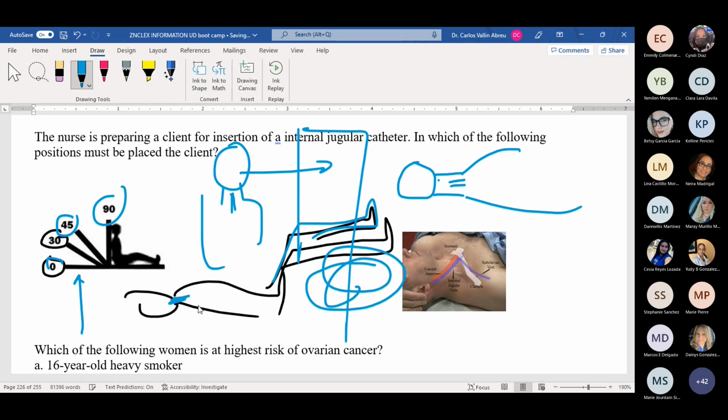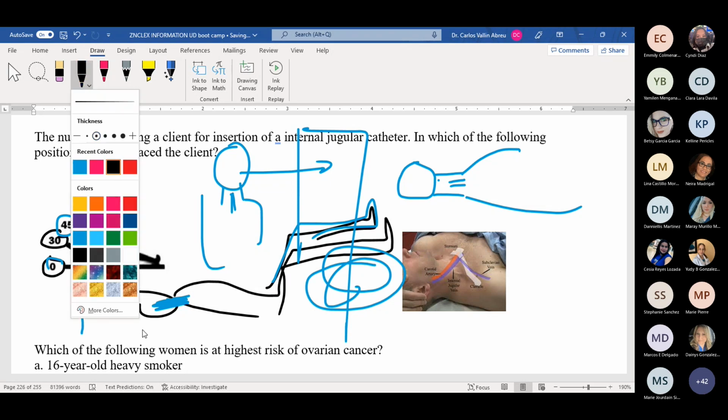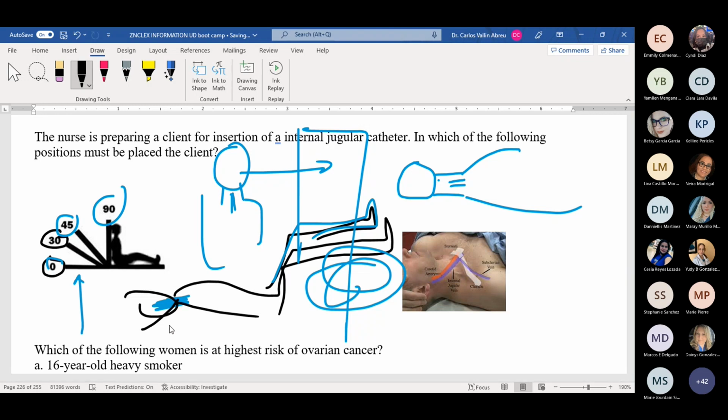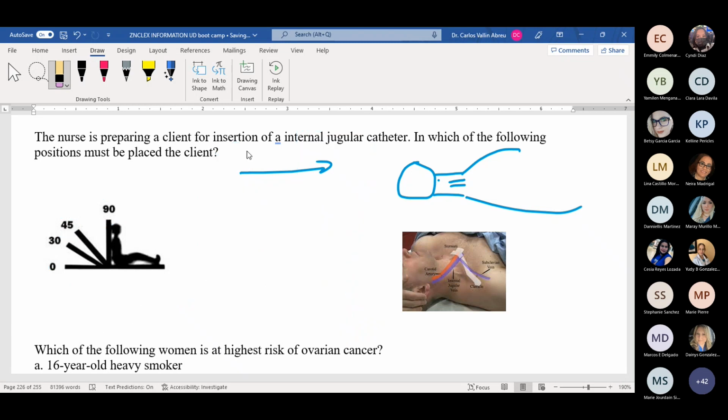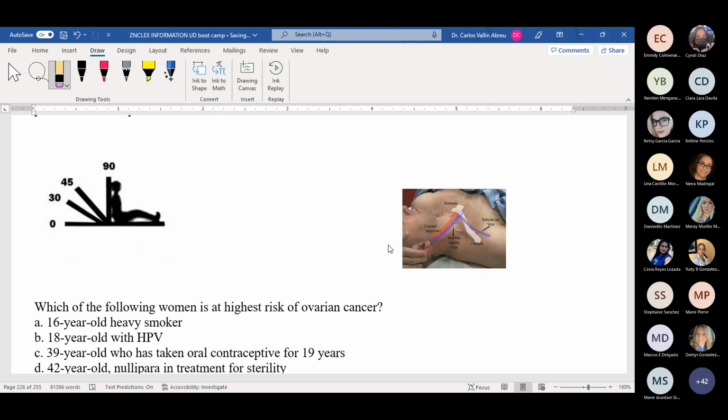The purpose is to distend, to engorge, to ingurgitate, is the term, the jugular vein, and it is much easier to pierce the vein and introduce a catheter. Make sense? That's it. Convinced? Okay. So here, you can see the jugular vein.